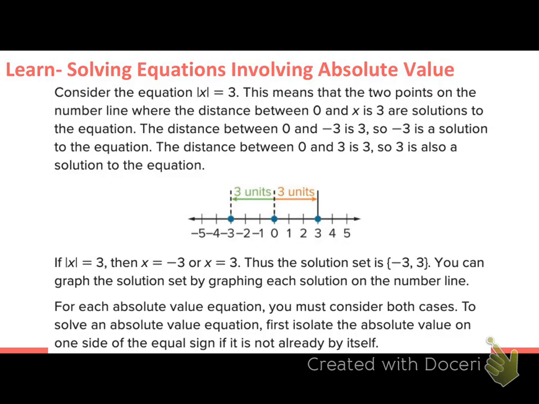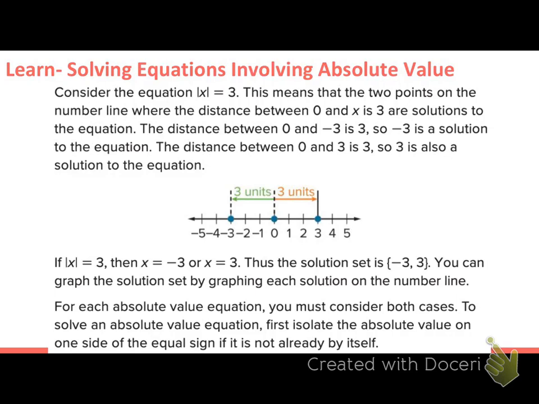And you can see it on a number line right here. I'm looking from 0, 3 units in the positive direction. That would be the positive 3. I'm looking from 0, 3 units in the negative direction. That's negative 3. So both negative 3 and 3 are solutions to that equation. So if the absolute value of x equals 3, then x equals negative 3 or x equals 3. Thus the solution set is negative 3 and 3. You can graph the solution set by just graphing each solution on the number line. So draw your number line and put a point at negative 3. Draw your number line, put a point at 3. That's you graphing the solution set.